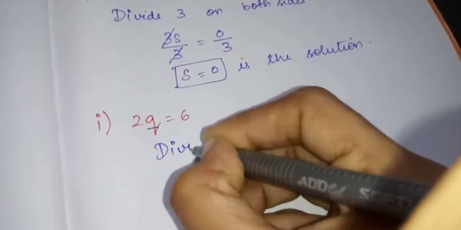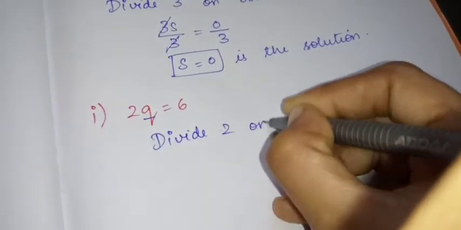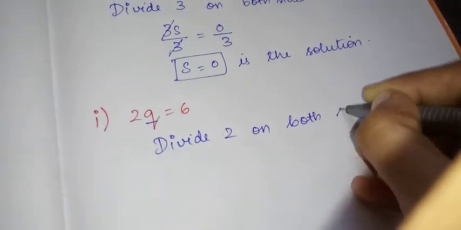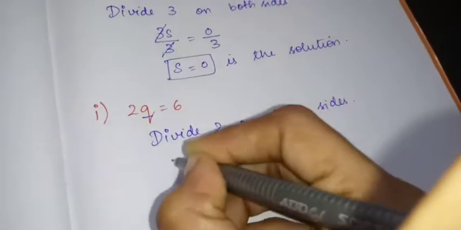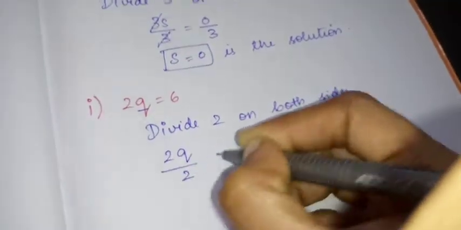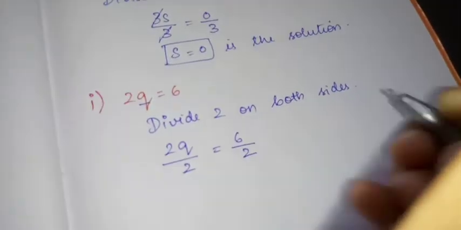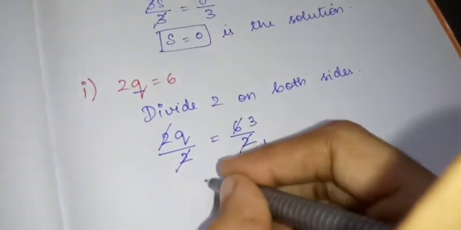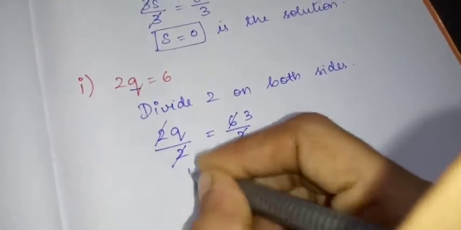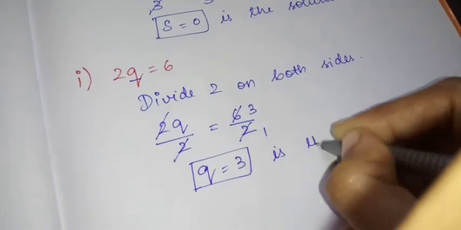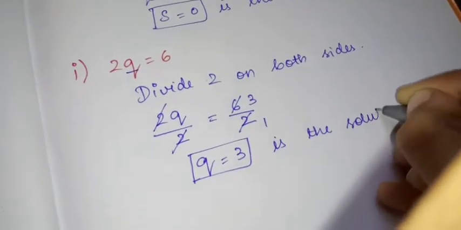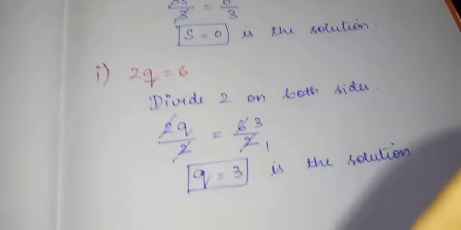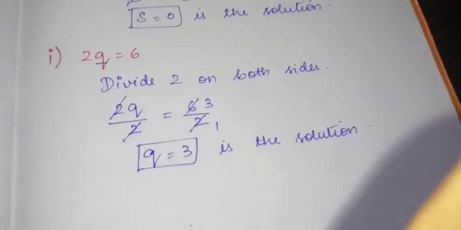So divide 2 on both sides. Okay. So 2q divided by 2 equal to 6 by 2. 2 cancel. 2 ones are 2. 2 threes are 6. So q value is what? 3. 3 is the solution. Okay, these are all easy problems, just a recall of what we have learned.